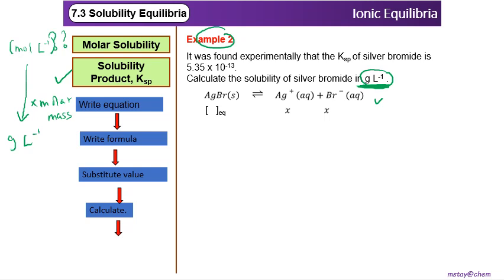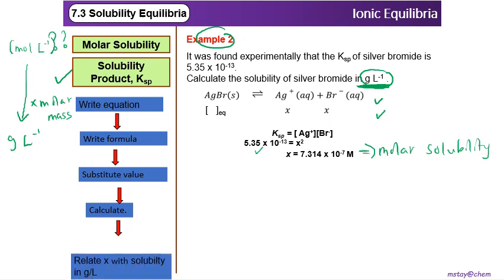Next, we write down the equilibrium rule for the silver bromide. Then we write the KSP expression, substitute the value of KSP into the expression, and then we are able to find the molar solubility of the silver bromide. Okay, this is the molar solubility. Okay, and then press the calculator, we will be able to get it.